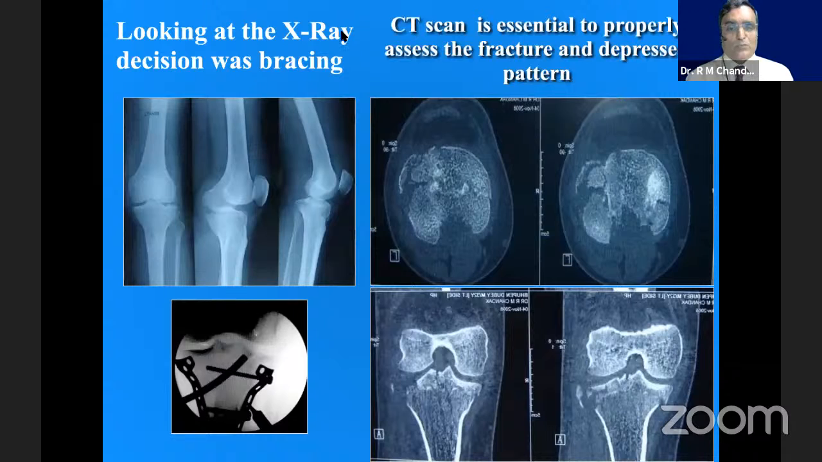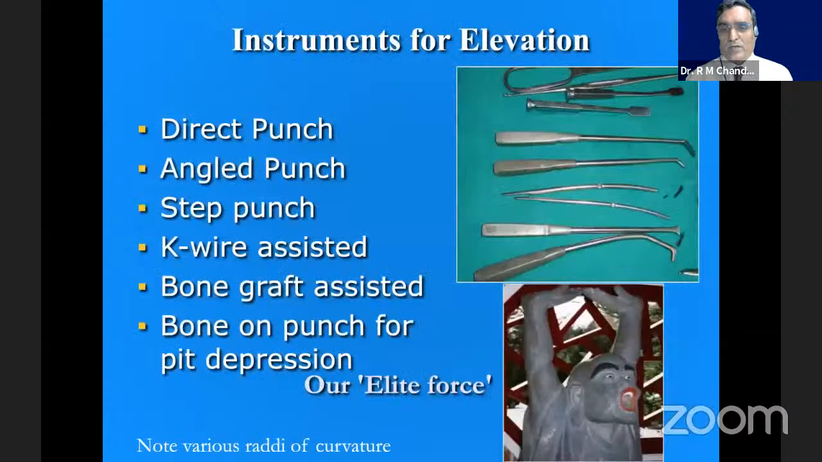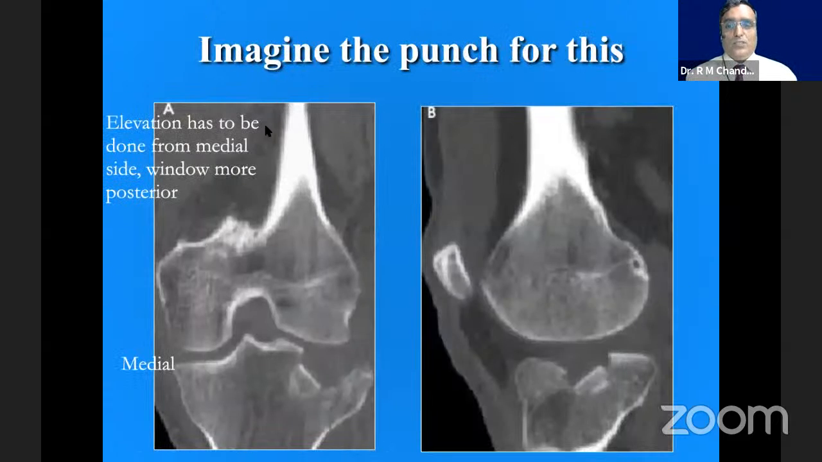So imagine the various punches required for various fractures. This appeared quite innocuous on a routine X-ray, but the imaging really gave the various types of fragment depression patterns, what we need to elevate and what we need to buttress. These are the various things which should be available in our armamentarium, and I like to emphasize the various angles of these punches, small and large. There are various indications for where to use them, and then we keep it elevated and lock it into position. So imagine the punch for this.